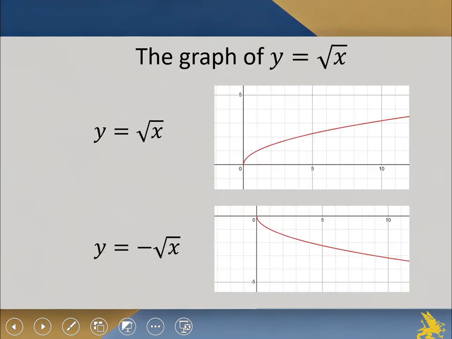Now, this connects into having a square root. So we're going to look at our square root functions. With our square root functions, it just means that we've got two parts of our equation. One is y is equal to square root x, and the other one would be y is equal to negative square root x.